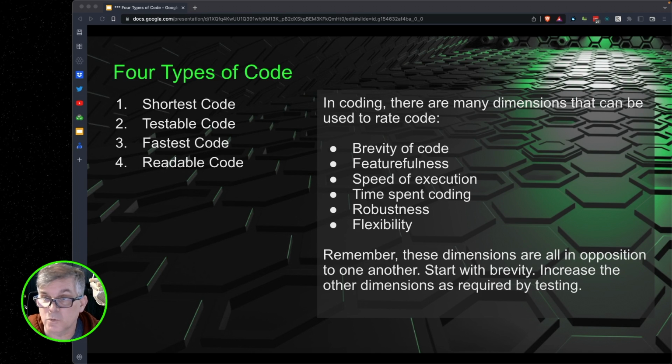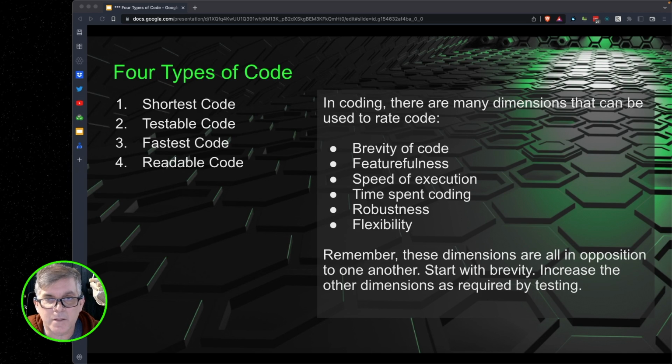So the four types of code are really simple. We have the shortest code, least lines, least number of characters. Fastest code, which is very similar to shortest in most cases, but very efficient. Testable code, easy to write unit tests against that code. And then readable, easy for other developers to reason about.